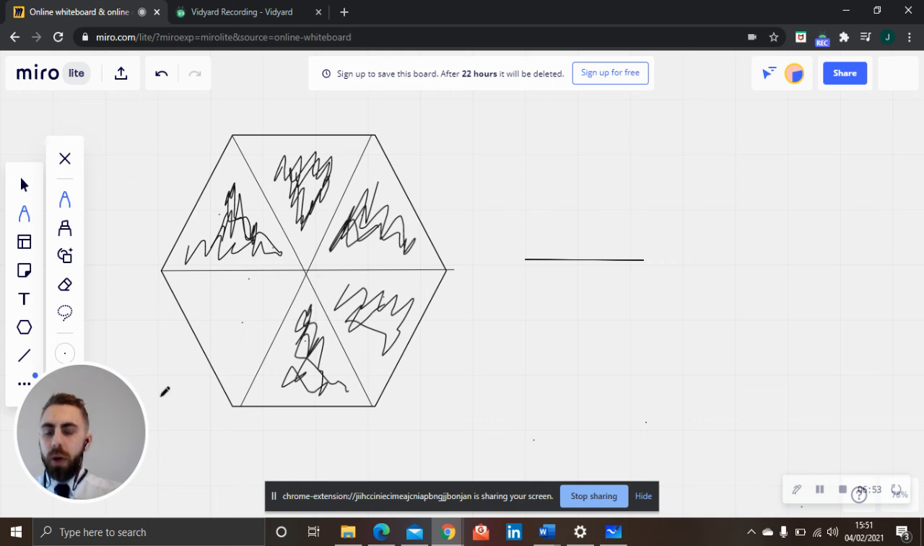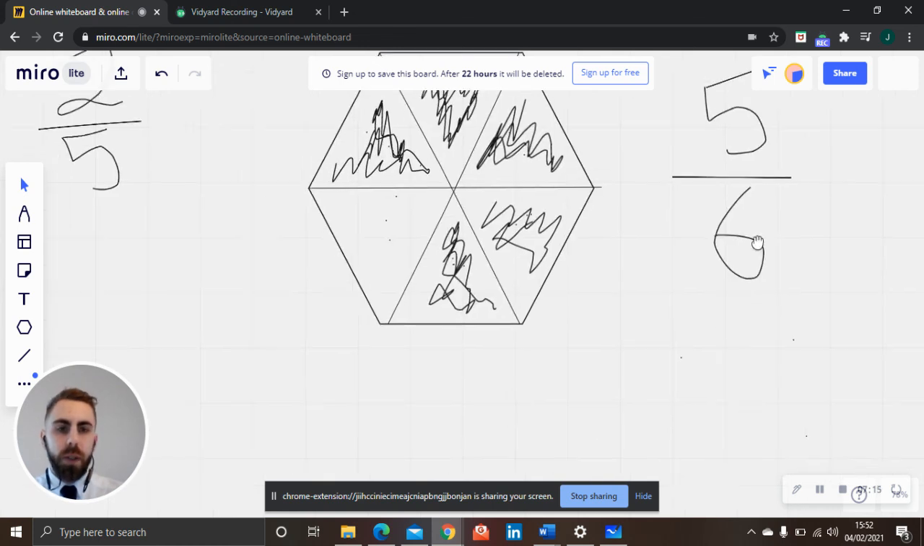Okay, cool. So first of all, I'm going to find out my denominator, aren't I? So I'm going to see how many pieces make this up. So 1, 2, 3, 4, 5, 6. And how many pieces are shaded in? 1, 2, 3, 4, 5. So our fraction for this one is 5/6. Perfect. Well done, guys. You did really well there.